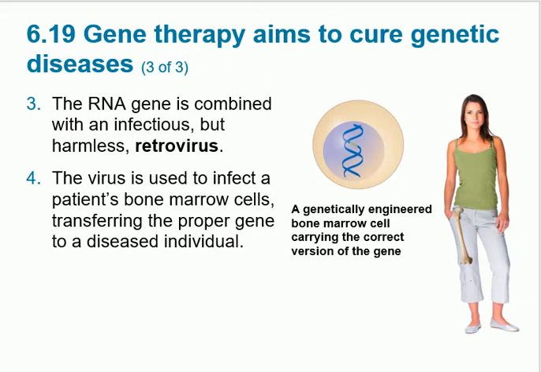Then what? I found a good person that has a good version of that gene. I will use RNA polymerase to make a copy of that gene only. Okay, now I have this piece of RNA that has a good copy of the gene. What I'm going to do next, I'm going to use an infectious agent, a virus. This virus can infect, but it's harmless.